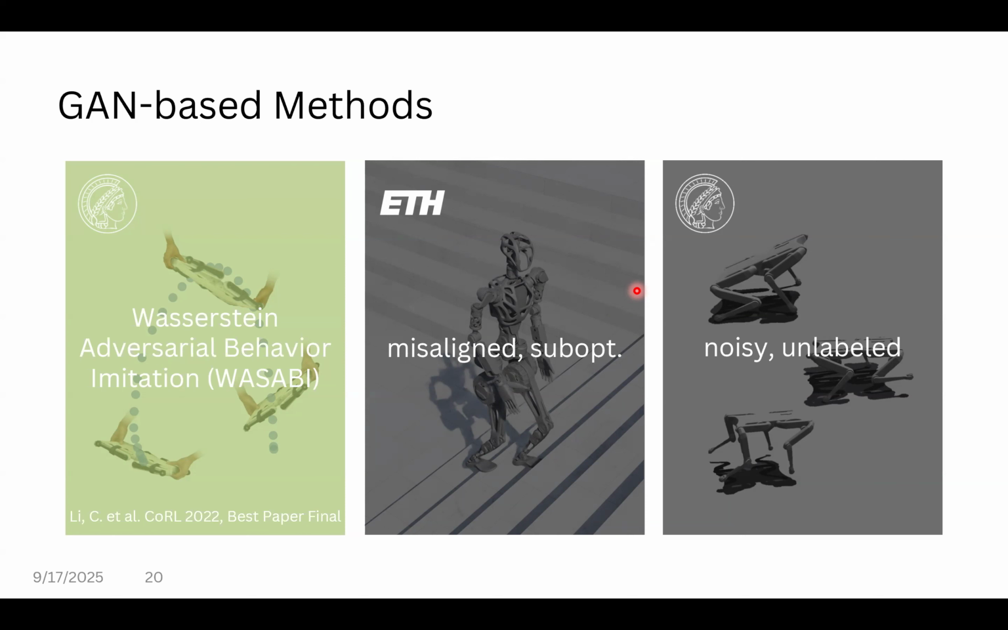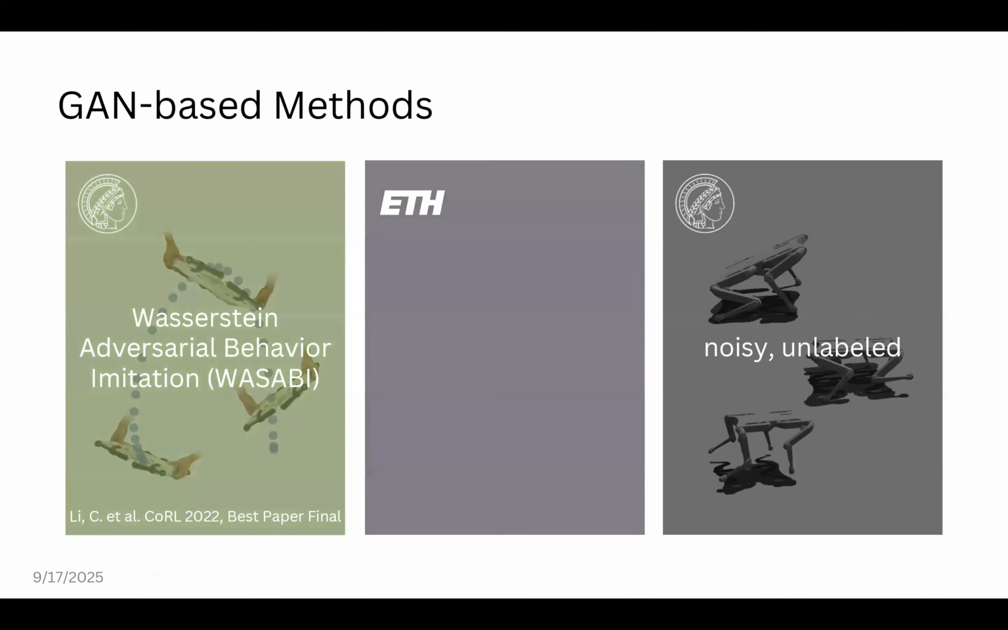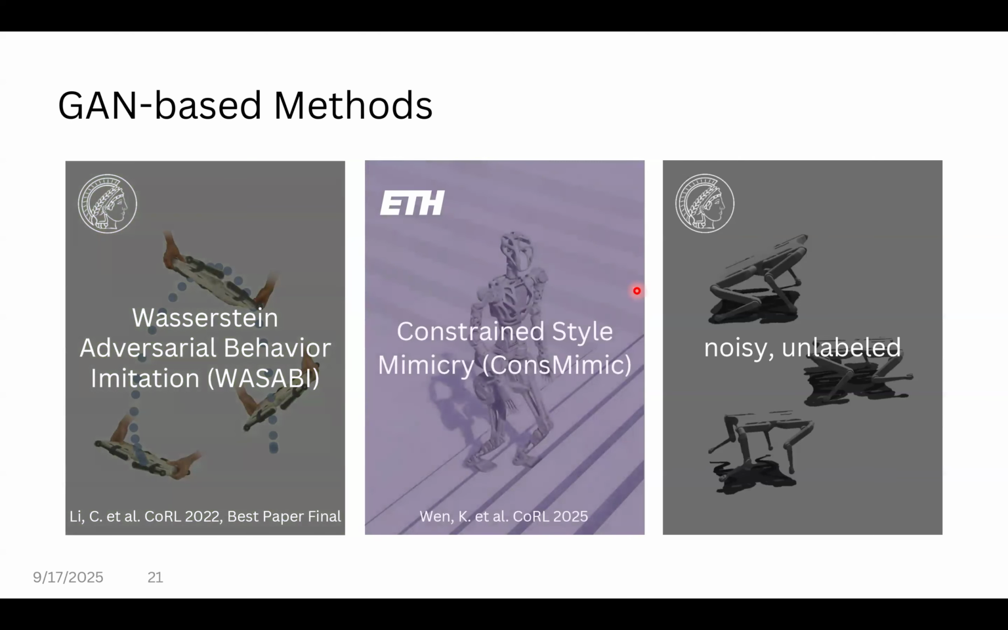And again, this is a similar problem of discriminator saturation, because what the policy is trying to do is different from what the reference motion has, right? So it's kind of divergent. And then again, you have a very strong discriminator, and that's bad. So in this case, it's a very simple idea. We introduced constraint-style mimicry, or ConstMimic, with constrained RL. You may talk with Kehan, I think Kehan is also here, about CRL.